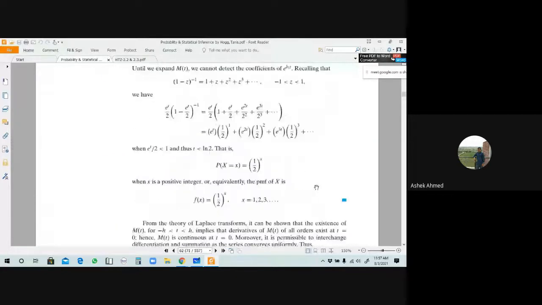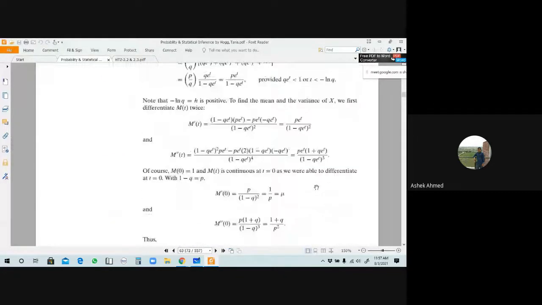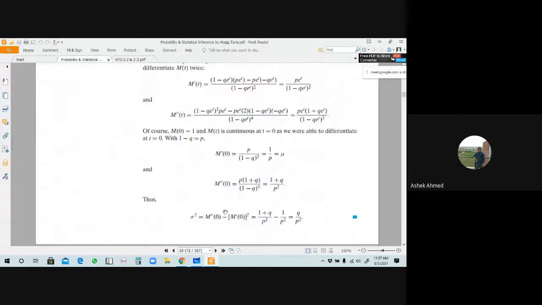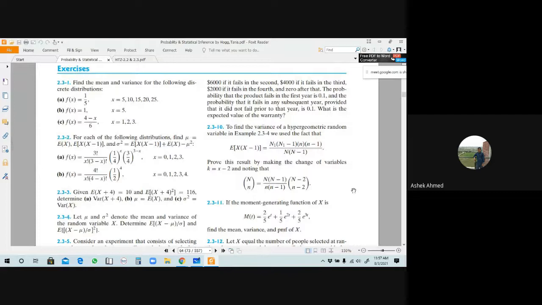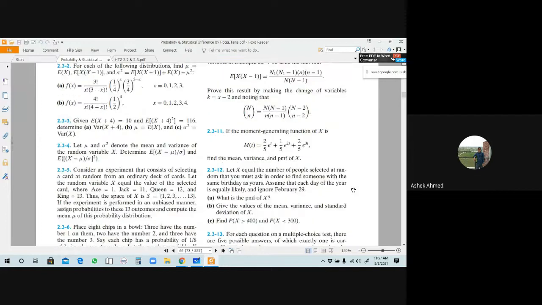The value of variance will be this result, M double prime of 0 minus M prime of 0 whole square. This is q by p square. The variance will be q by p square. And by using these concepts, you have to find all the results here. You have to solve the problems.